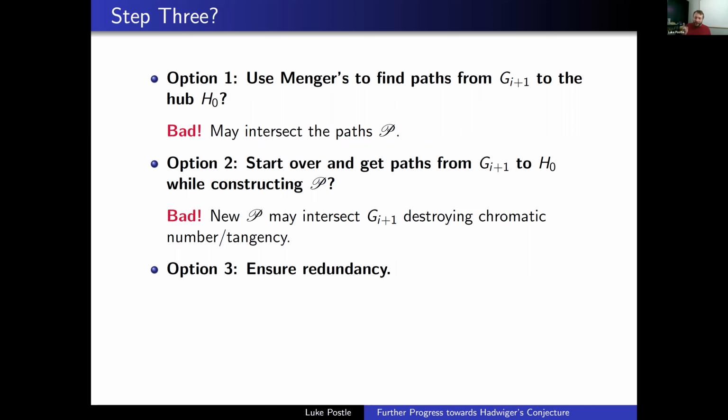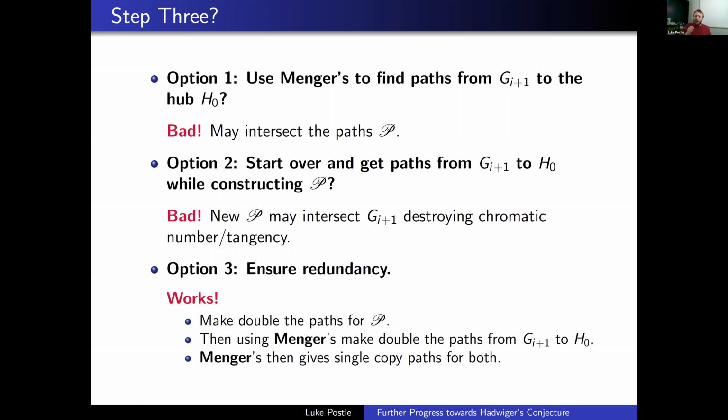So here's the cool idea: redundancy. One day I just woke up and it occurred to me, and then everything else just worked. And this is what makes the whole proof finally work, is you just ensure redundancy. So how do you do this? Well, in that first picture, instead of taking paths to the hub, I double all the paths. Each vertex wants to get to the hub, so I make 2 paths to the hub.